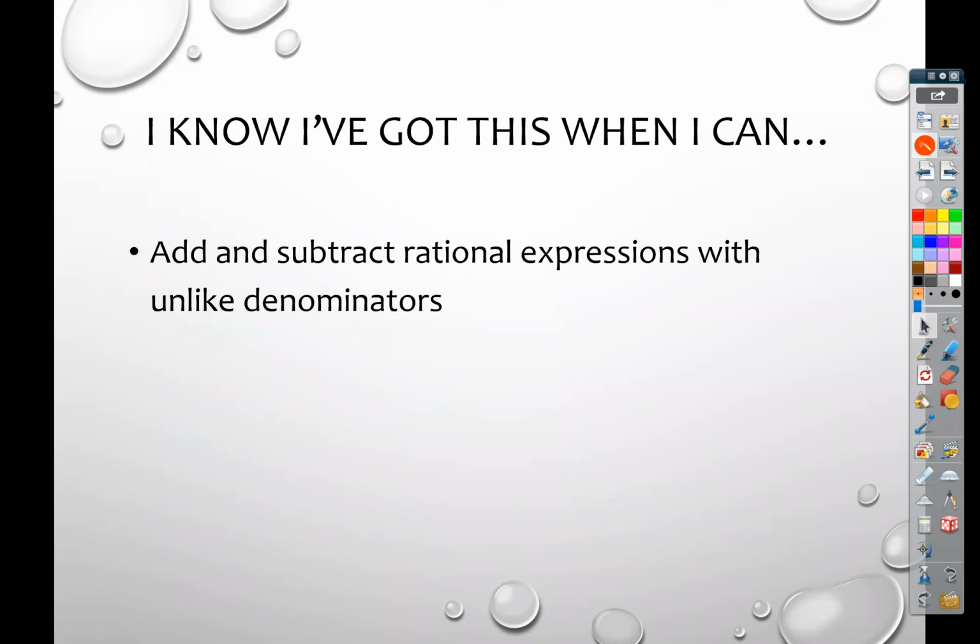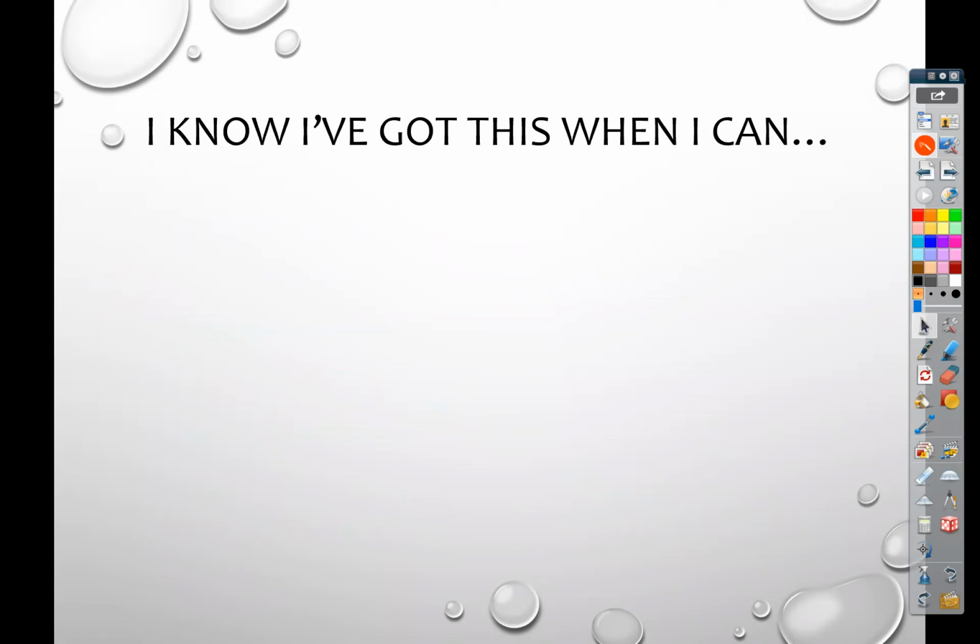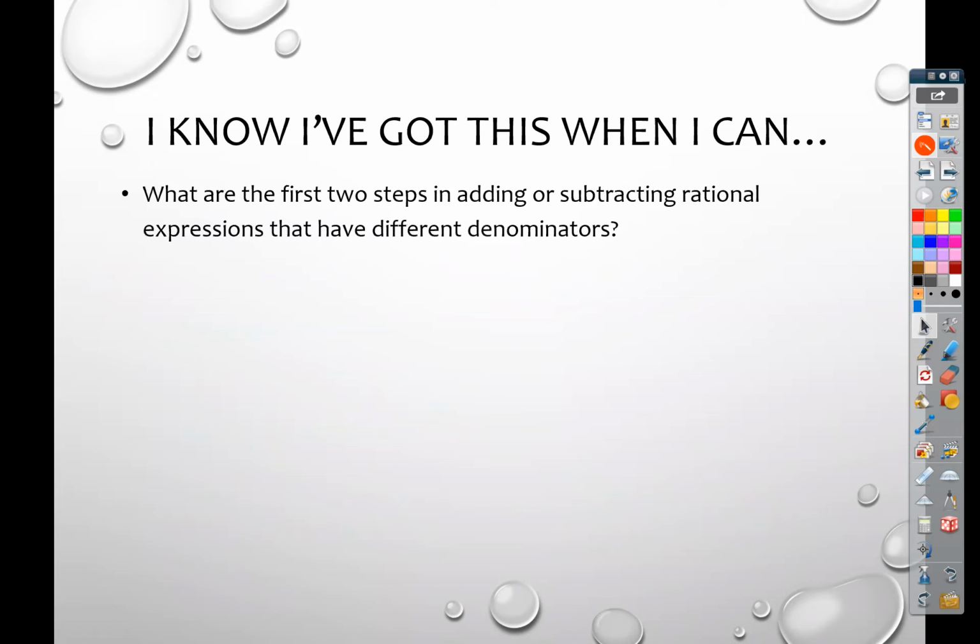I know I've got this one. I can add and subtract rational expressions with unlike denominators. So do you really understand? What are the first two steps in adding and subtracting rational expressions that have different denominators?